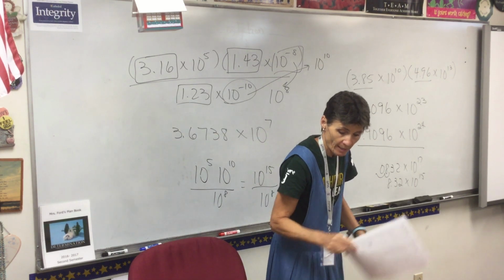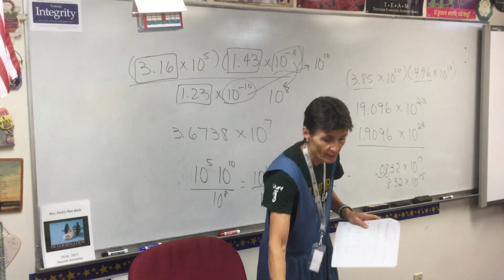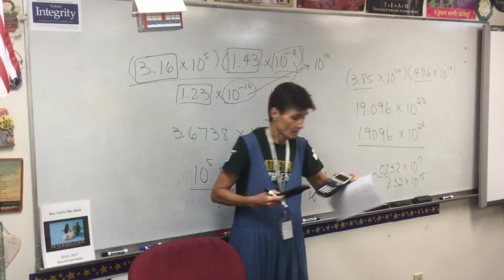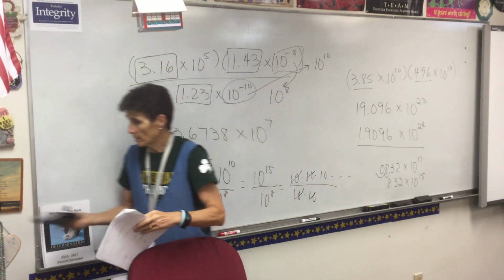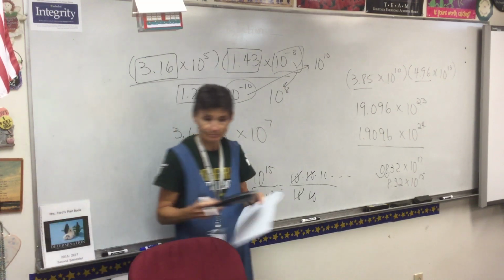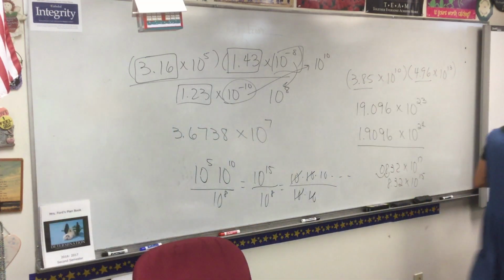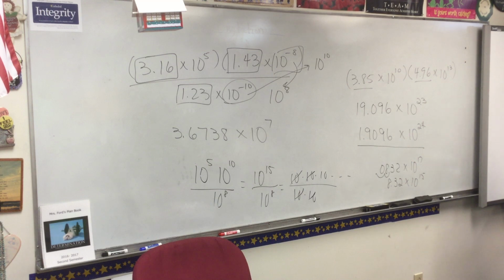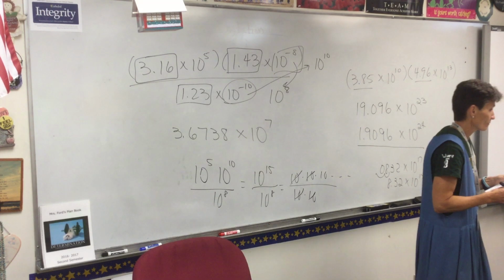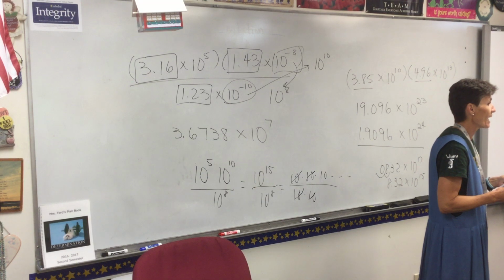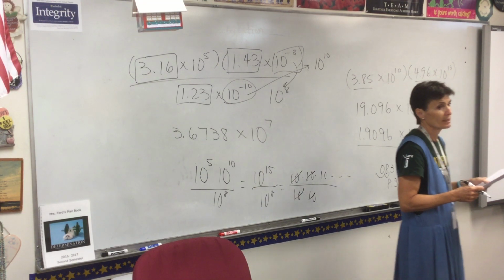All right, now, which property do we have? Number 1, what property is that? That's the distributive property. Everybody okay with that? How about B? Commutative. That's the commutative property.